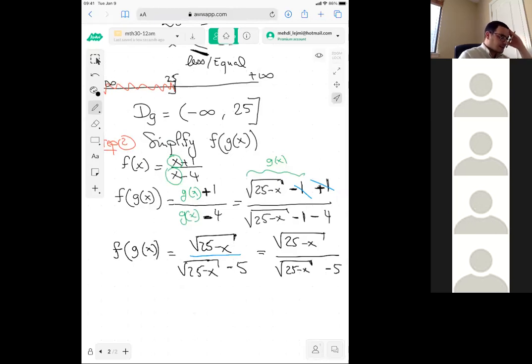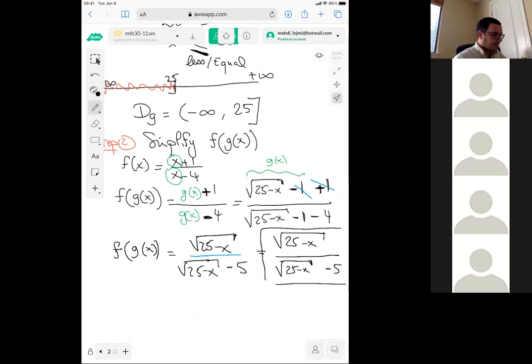And actually, that's all we can do here. There's no more simplification here. As I said, you cannot cancel out the square root of 25 minus x because it's a subtraction in the denominator. It's not a multiplication. So that's actually the answer.